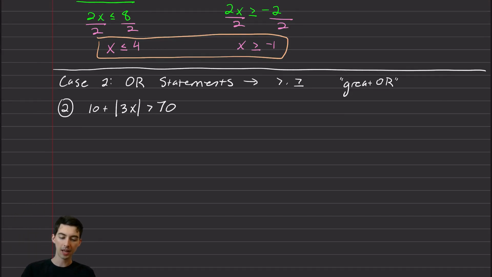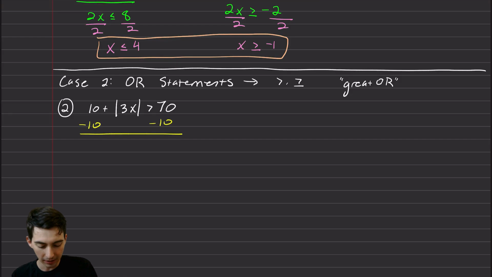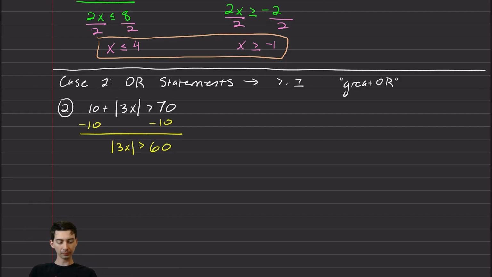We have 10 plus the absolute value of 3x is going to be greater than 70. And so let's go ahead and get the absolute value by itself. And I need to do that by subtracting 10, since that's being added to the absolute value. And when I do that, I get the absolute value of 3x is greater than 70 minus 10, which would be 60. And so now my absolute value is isolated, so I can set it into two separate pieces.